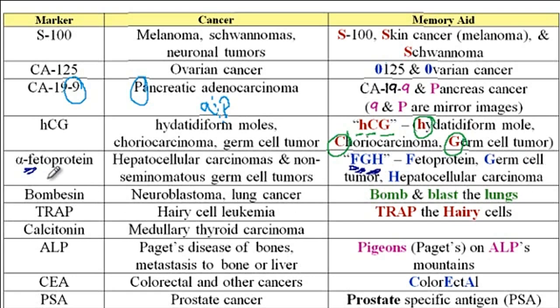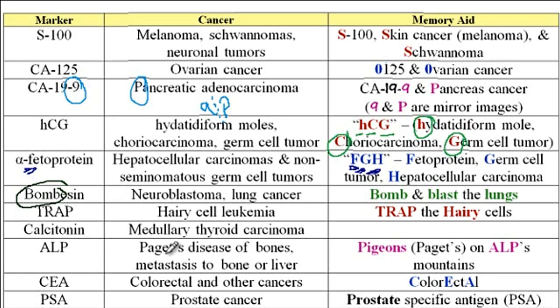The next type of marker is bombesin, which is used to monitor progression of neuroblastoma as well as lung cancer, and the memory aid I have for you is: bomb and blast the lungs. So bombesin is used for monitoring progression of neuroblastoma as well as lung cancer. TRAP is used for hairy cell leukemia, so the memory aid here is: TRAP the hairy cells. Next we have calcitonin, which is used for monitoring progression of medullary thyroid carcinoma.